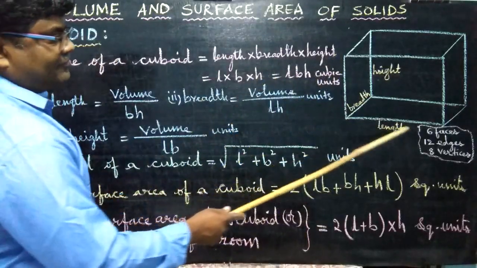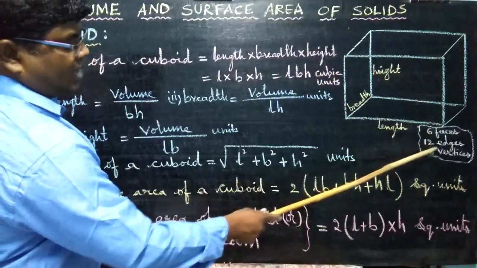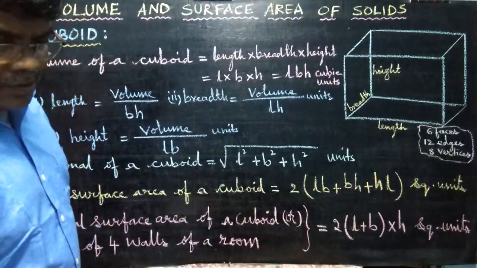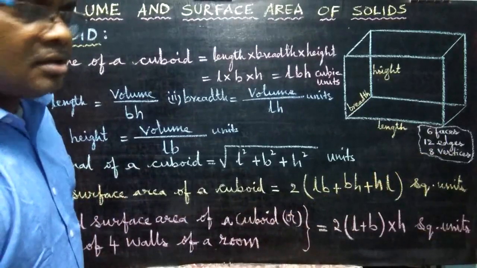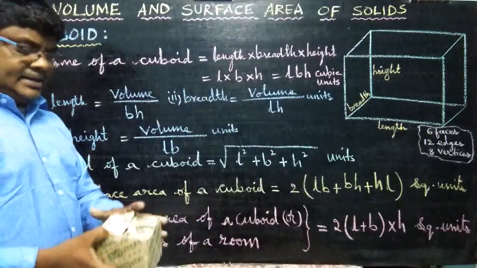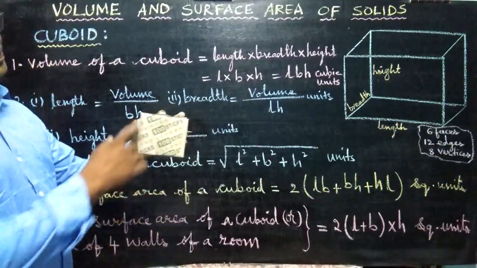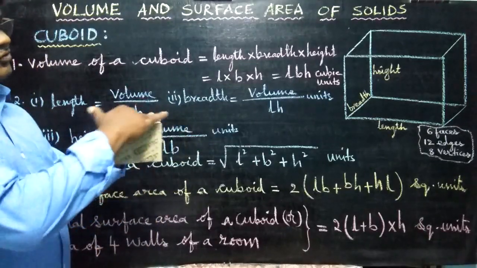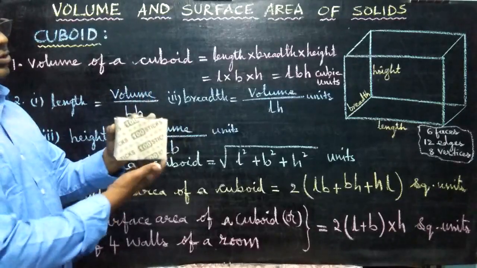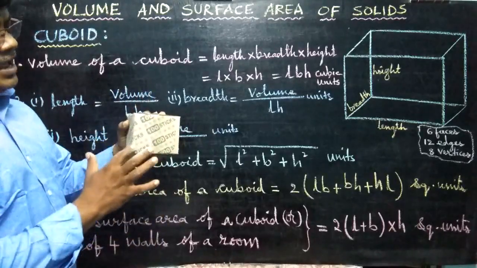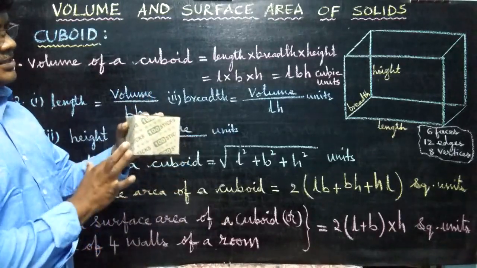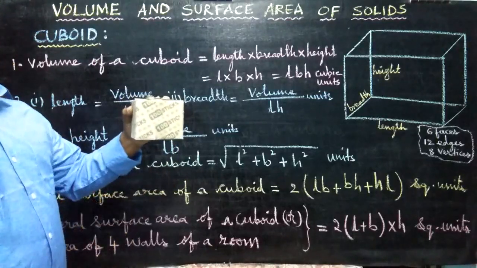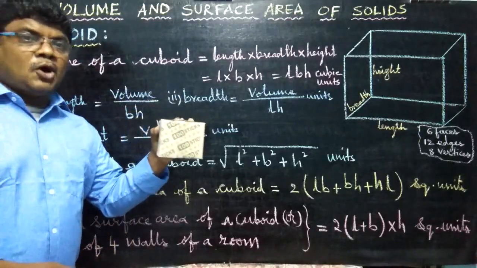A cuboid will have 6 faces, 12 edges and 8 vertices. For example, a chalk piece box or brick. If you see this chalk piece box, it is in the form of a cuboid. 6 faces are there, you can count. And 12 edges are there. And 8 vertices are there. This is the shape of a cuboid.